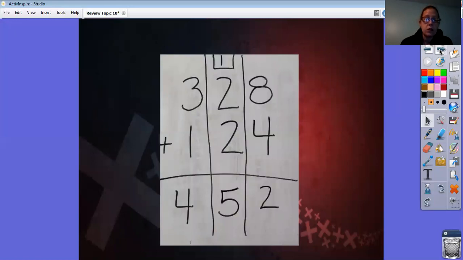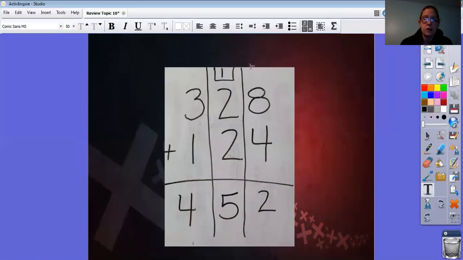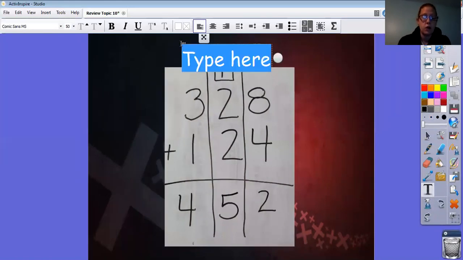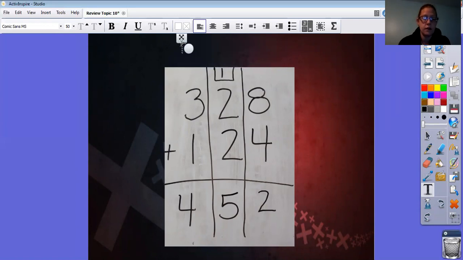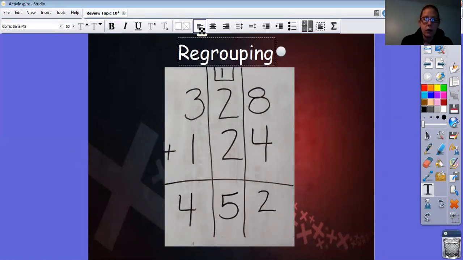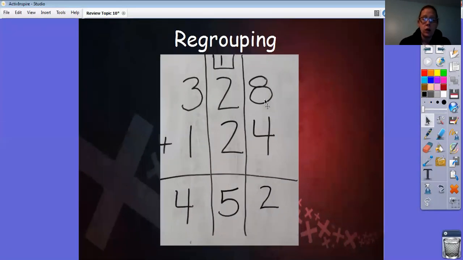This one I did is a little bit different because it is regrouping. We're going to regroup for this one. So I wanted to show you guys. So we know that 8 plus 4 is 12. We cannot put both of these numbers in here. They do not work. So we kept the 2 and we moved the 1 up here and carried it over.